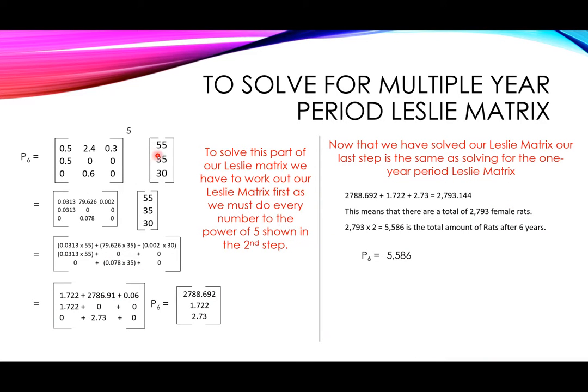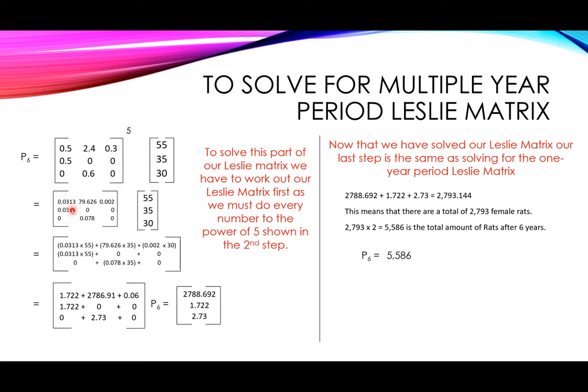We can solve that out by using our second step here, where we have all these numbers and we use all of those. So we go 0.5 to the power of 5, which equals 0.0313, 2.4 to the power of 5 is 79.626, and 0.3 to the power of 5 is 0.002. And we keep our initial population over here on the side, and it is important that we do not touch that at the moment.